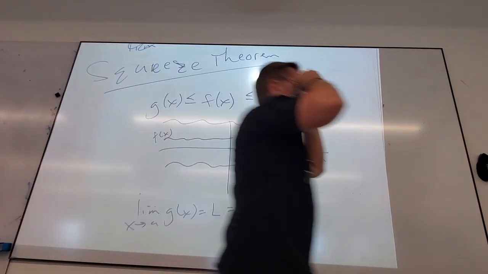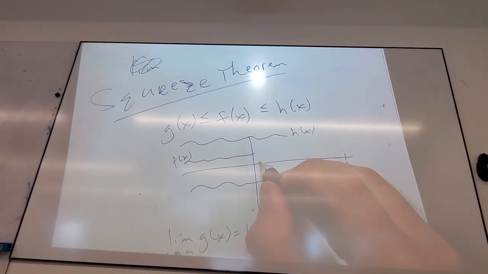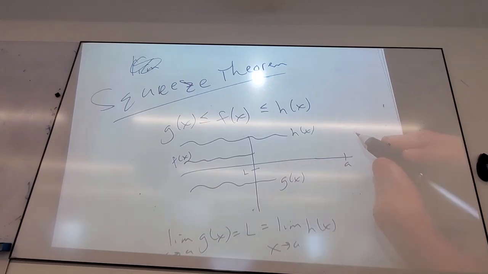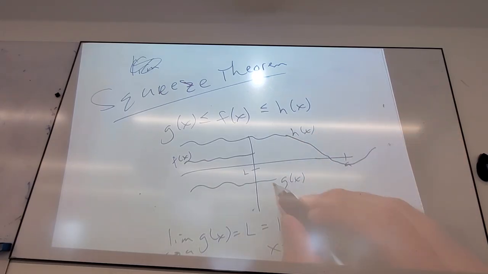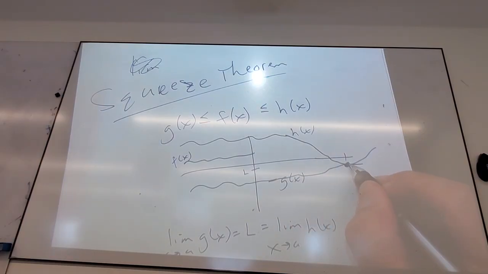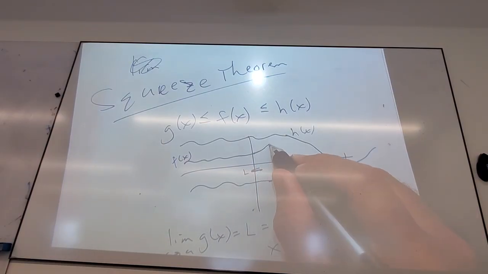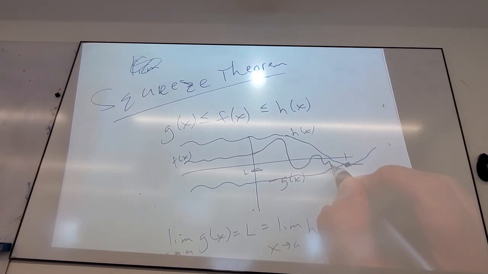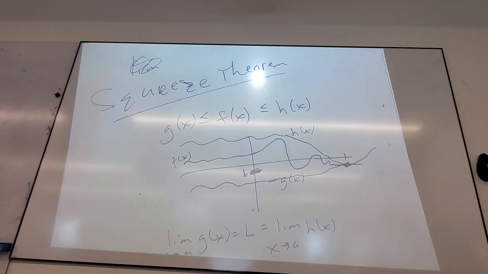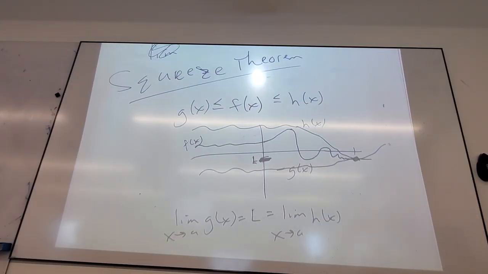So here's what's happening. Let's put L here. If at a, the limit of h is L and the limit of g is L, what must f do if it has to stay between these two? The limit of f has to be L. That's why we call it the squeeze theorem. f lives between h and g. If h and g become the same value, f has to be that because it's got to be between the two. It's only got that one option now.